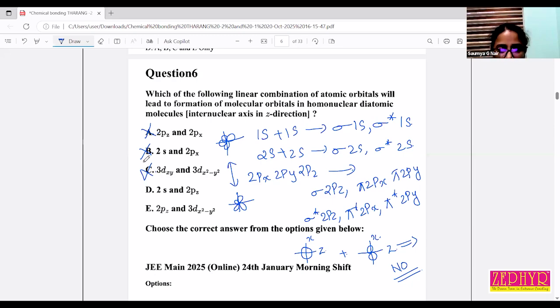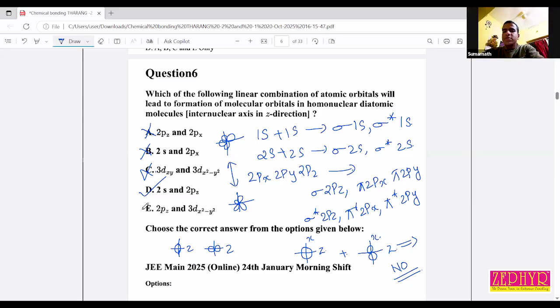2s and 2pz. Yes, 2s and 2pz will join. End-on overlap is possible. Both are sigma. 2pz and 3dx square minus y square? No. So D only.